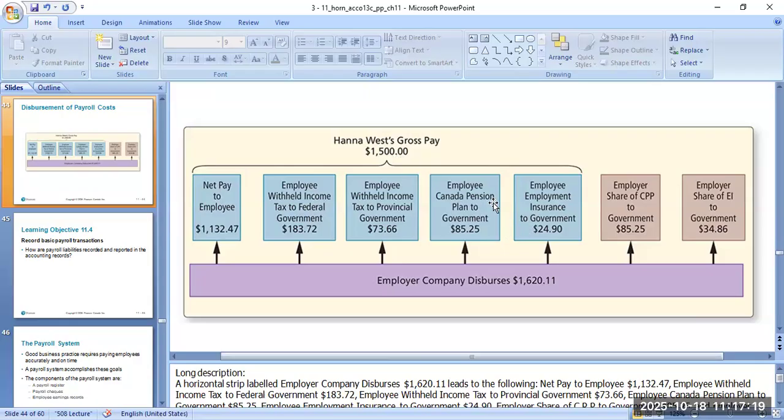Plus, the employer has to match Hannah's contribution to Canada Pension Plan dollar to dollar. That means the employer has to pay an additional $85.25. Plus, for every dollar Hannah pays for employment insurance, the employer has to pay 1.4. That means the employer has to pay an additional $34.86. So the total cost for the employer is Hannah's gross salary plus employer Canada Pension Plan, plus employer employment insurance, or $1,620.11. And that's how it is.